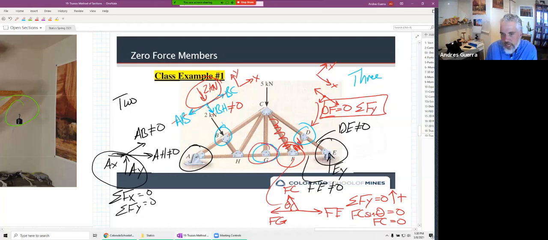Right here at G now, that meets our criteria as well. So I've got a GF, and we have an HG, and then we have a GC going straight up. When I sum forces in the Y, I'm going to find that GC is equal to zero. So GC goes away.